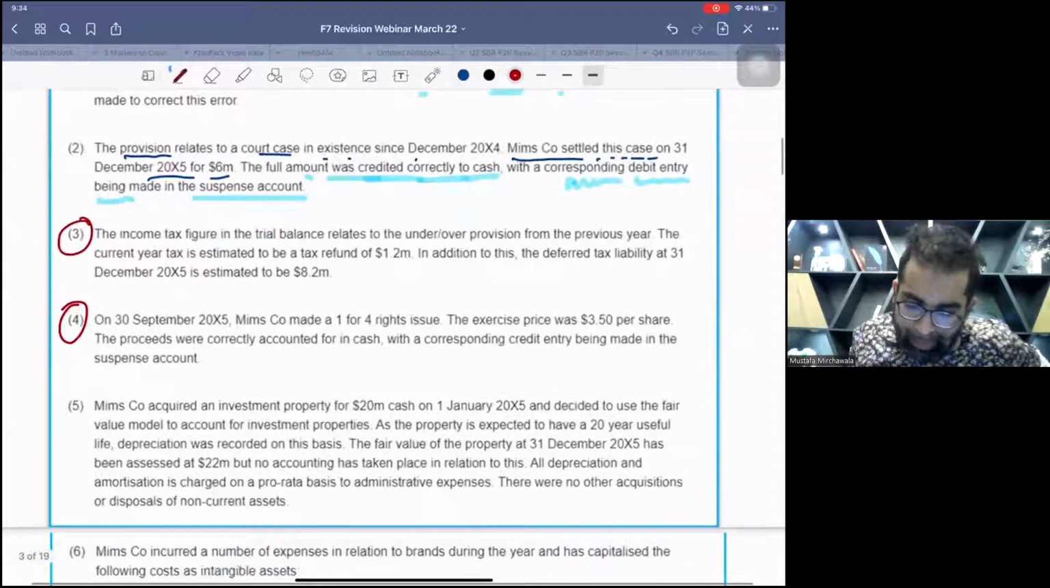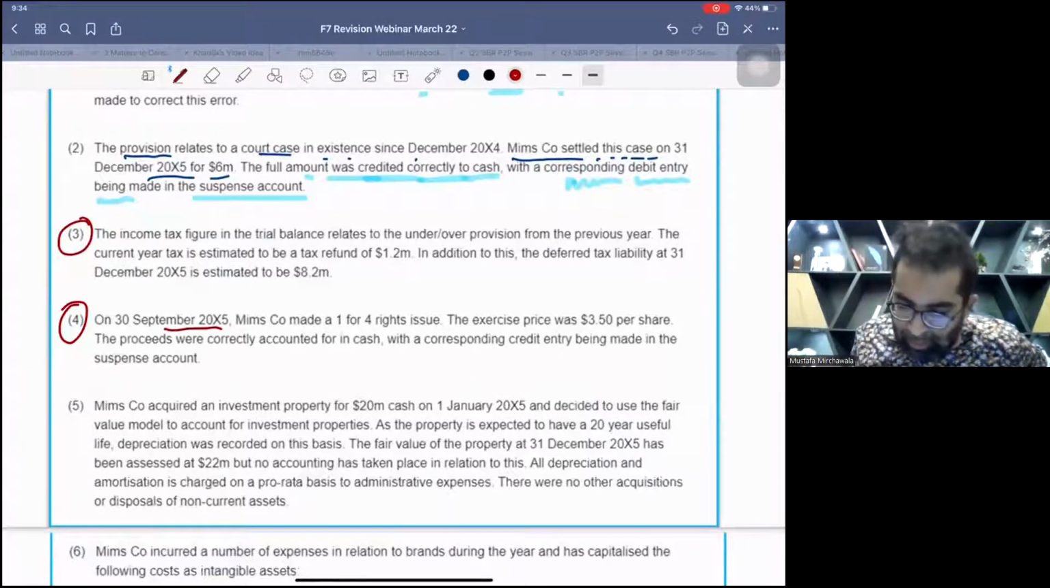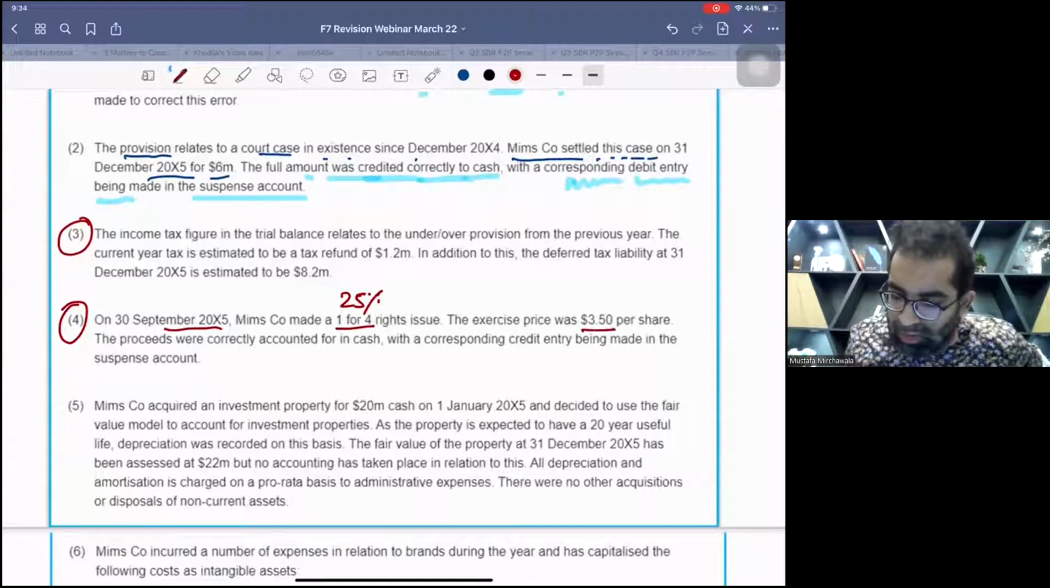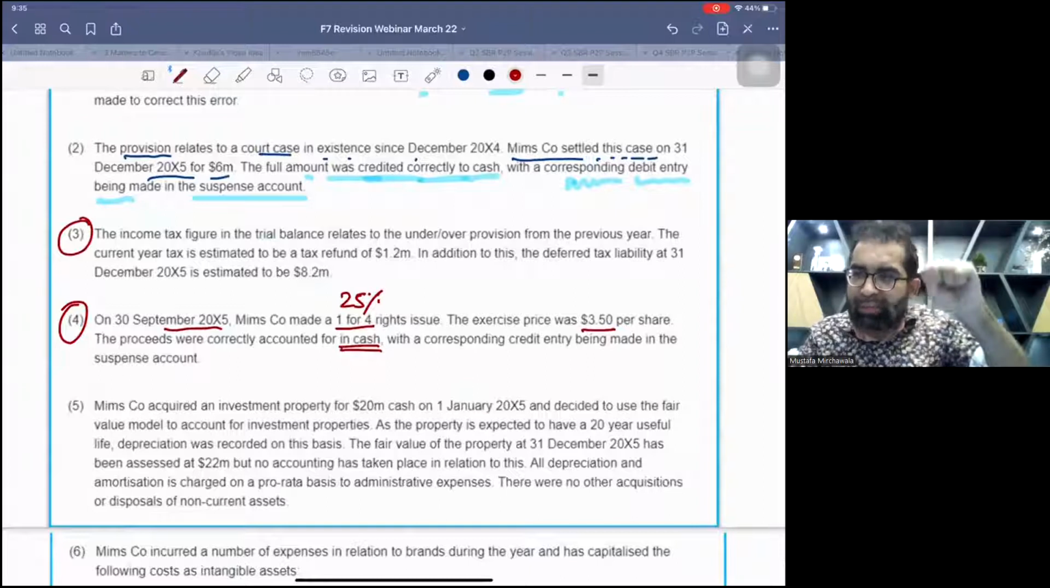On 30th September X5, students, please think, 9 months from the beginning of the year end, MIMS company made a 1-for-4 rights issue. 1-for-4 means 25%. The exercise price was 3.5 per share. The proceeds were correctly accounted for in cash. Because of rights issue, we received cash.